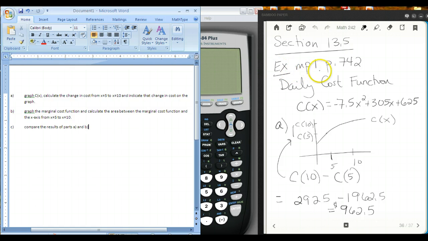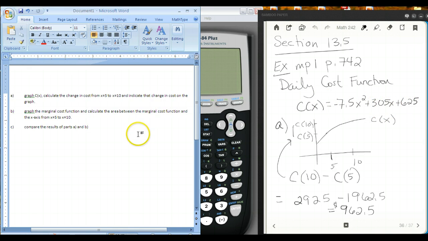It's matched problem 1 on page 742. If you would like to flip to that page in your textbook now, go ahead and pause the video, and it's going to be a continuation of example 1 on that page. So what we have here is a daily cost function: negative 7.5x squared plus 305x plus 625.